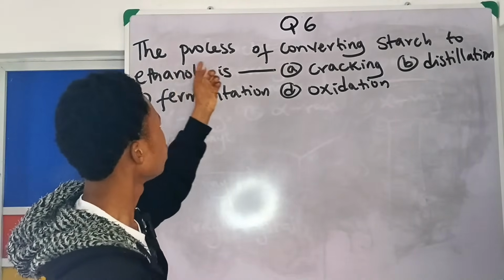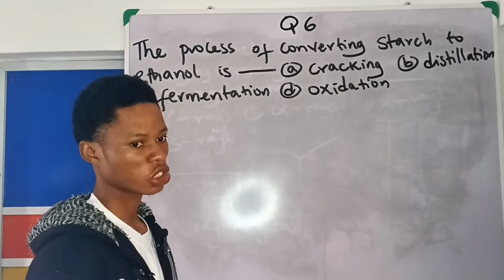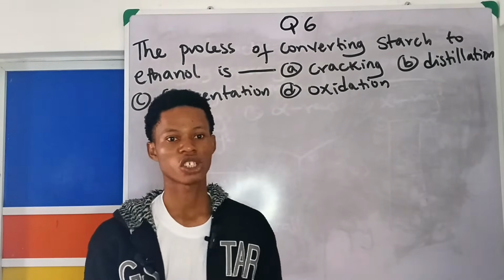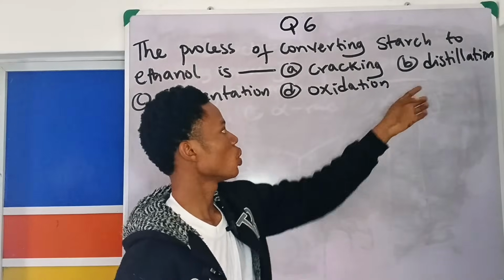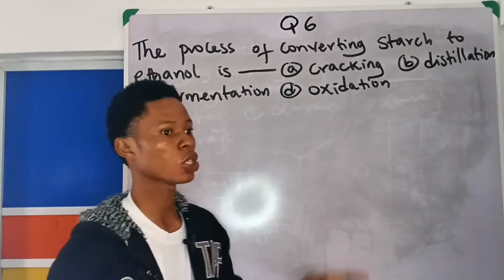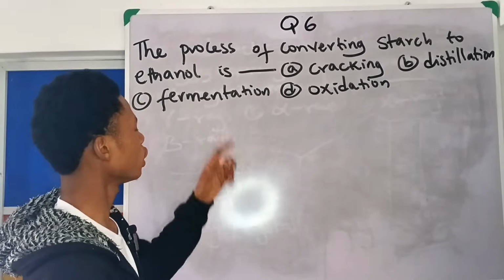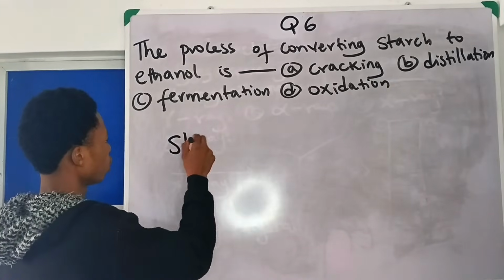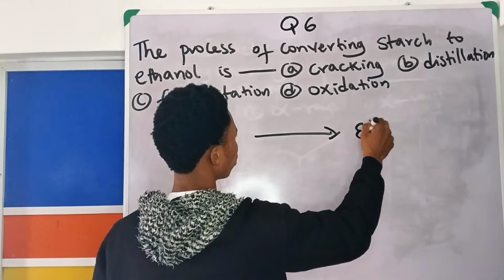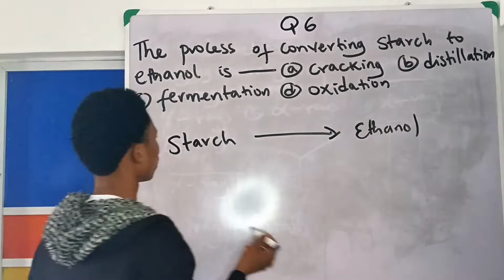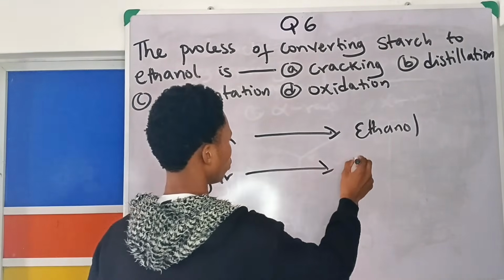Question 6. The process of converting starch to ethanol is dash. If you are converting starch to ethanol, what is the name of that process? Is it cracking? Is it distillation? Is it fermentation? Is it oxidation? So this question here, if you have starch and you're converting it to ethanol, another question can say sugar to alcohol.